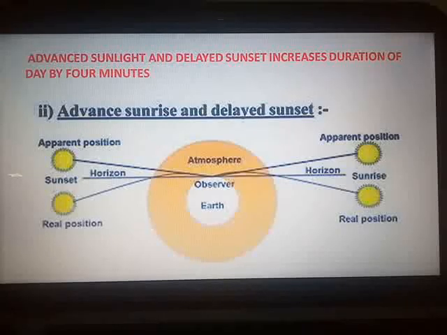So these are the 3 large scale effects of atmospheric refraction. One is about the twinkling of the stars. Second concept is why planets do not twinkle. And third is about the atmospheric refraction at sunrise and sunset. With this, we wind up with today's session.